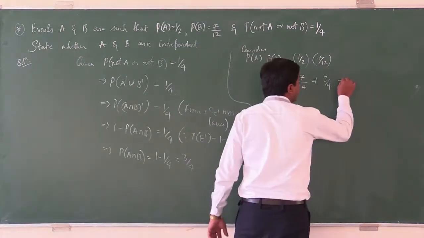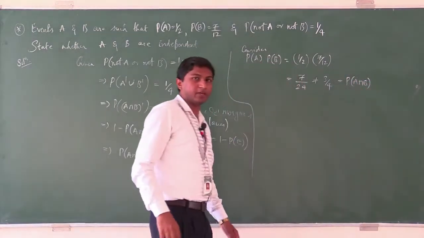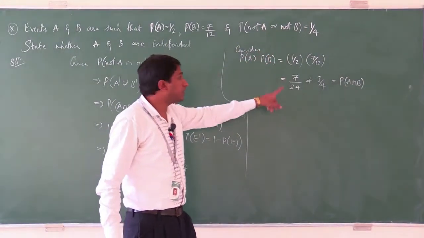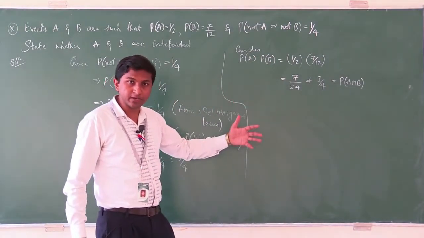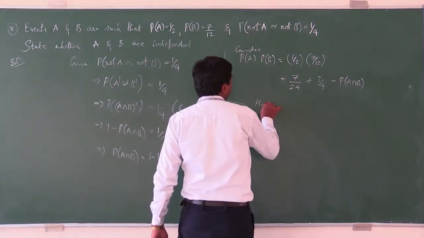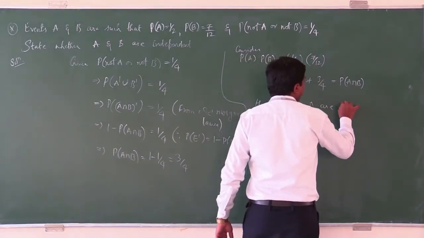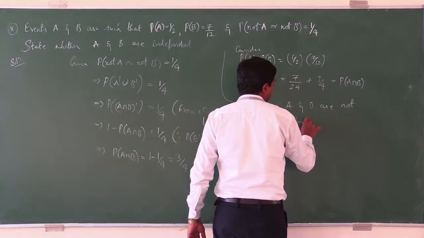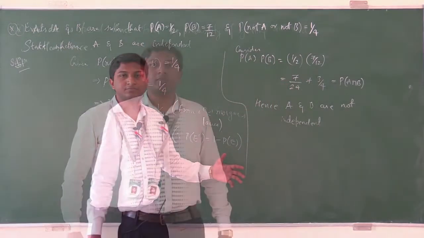But what is 3 by 4? It is nothing but P of A intersection B. So we can see that P of A into P of B is not equal to P of A intersection B. Hence, what can we conclude? We can conclude that A and B are not independent events.